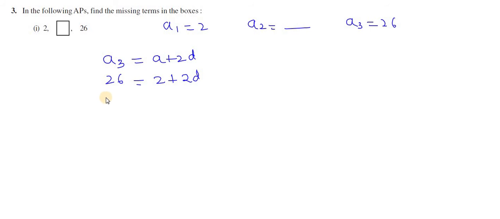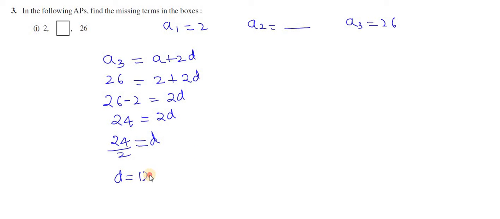Simplify this. We'll get 26 minus 2 is equal to 2d. 26 minus 2 is 24, which is equal to 2d. Therefore 24 by 2 is equal to d, so d is equal to 12. So we got the d value. From d we can find A2. How? A2 is equal to a plus 1d, or a plus d. So A2 is equal to a.